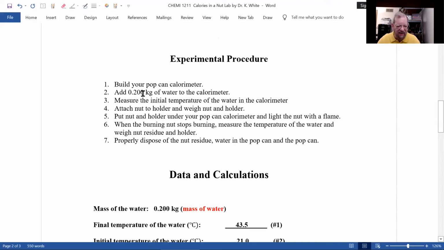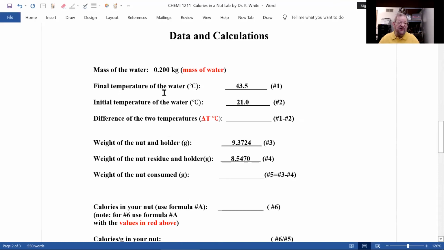Now we're using more water than what she does: 200 milliliters, which is 0.200, three significant figures, kilograms of water. If you were in the lab, you would be weighing the mass of the water this way. You'd measure the initial temperature, and here's your final temperature. You're going to have to calculate delta T, and that's number one minus number two. Next, you'd weigh the holder and the nut. Then after it burns and the flame goes out, you'd weigh the holder and the nut residue. And the difference, 3 minus 4, number 5, is the weight of the nut consumed.